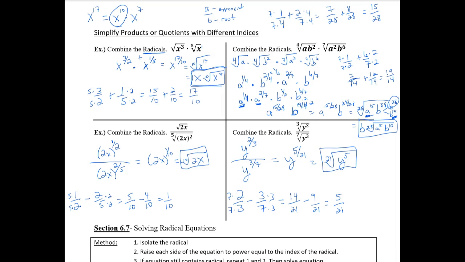And there you have it. So if you're trying to divide or multiply radicals with different indices, you need to use rational exponents.